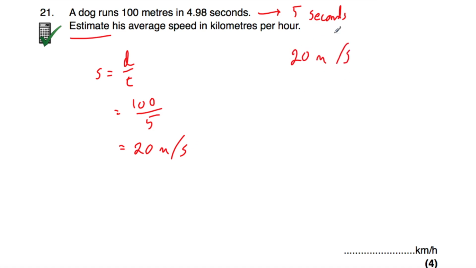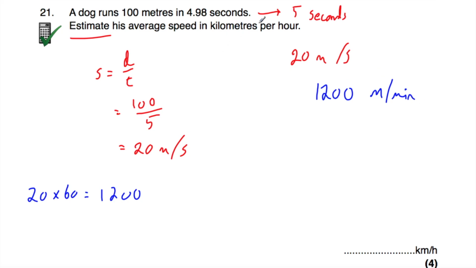So we now know that the dog's speed is approximately 20 meters per second, but we want it as kilometers per hour. So let's change from seconds to minutes, and then from minutes to hours, and then change the meters into kilometers. So how many meters a minute would it be? Well, there's 60 seconds in a minute. So if the dog can run 20 meters in 1 second, in 60 seconds we would do 20 times 60, and that's equal to 1,200. So in 1 minute, the dog would be able to run 1,200 meters. So 20 meters per second is the same as 1,200 meters per minute.